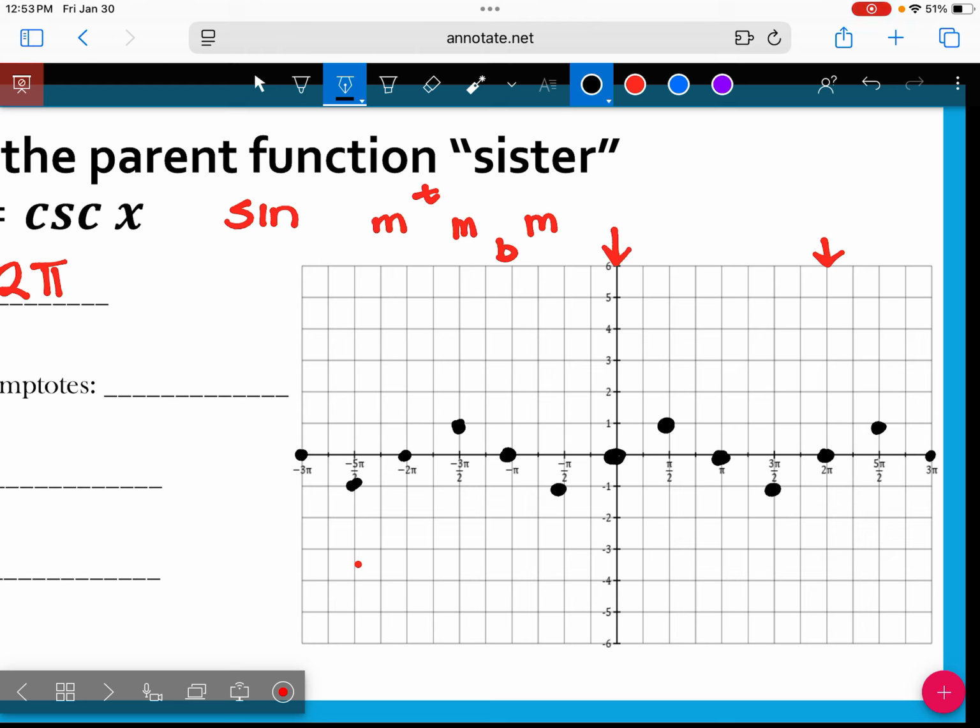But we're graphing the sister. We're graphing cosecant. And cosecant is undefined whenever sine is 0. So if sine equals 0, that's really a 0 over 1. When I flip it to get my cosecant, it becomes 1 over 0, which is why it's undefined. Every place where sine equals 0, cosecant is undefined. So I want you to draw in asymptotes every time you put a point at 0. We're going to draw in our asymptote every single time.